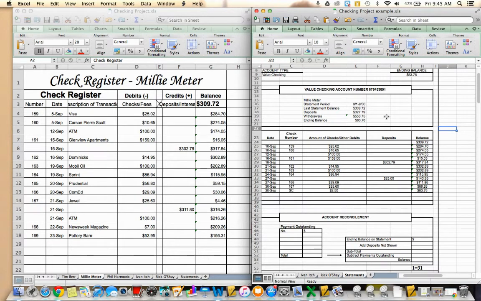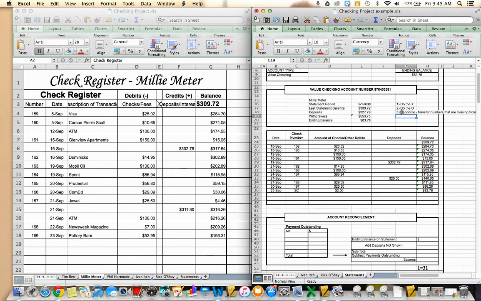The first step I always tell my students is to write the steps right over here. The first step is do the X's. The second step is do the circles. And the third step is to reconcile, meaning to transfer numbers that are missing from one document to the other.